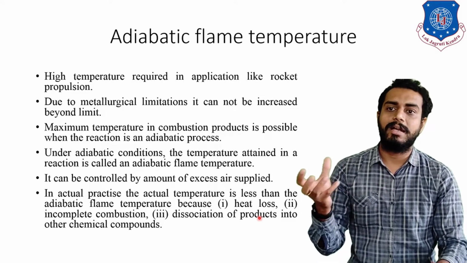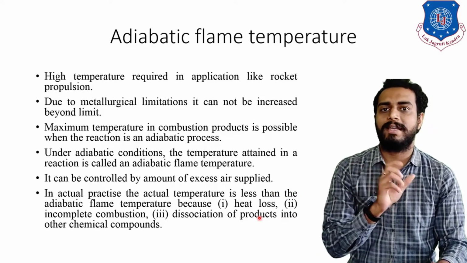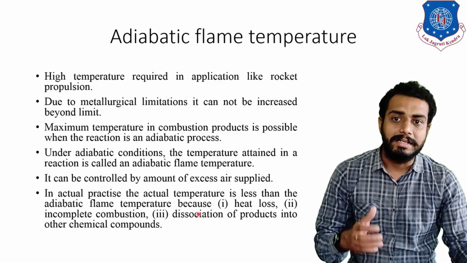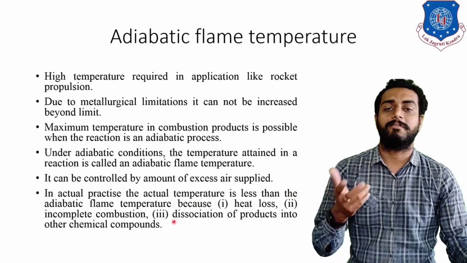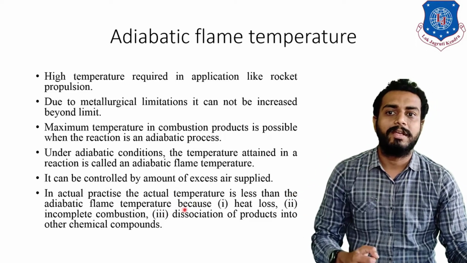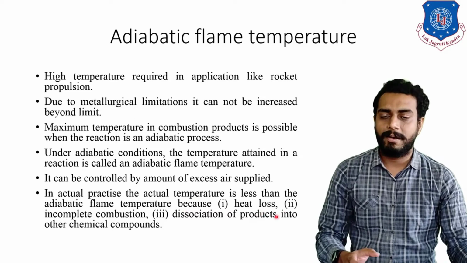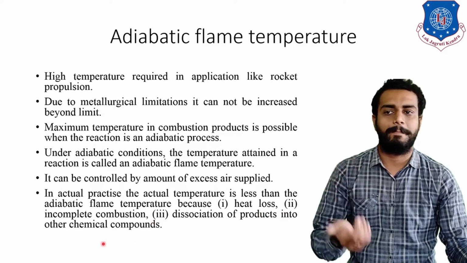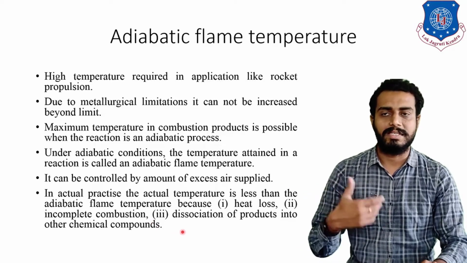Okay, and it can be controlled by the amount of excess air supply. And in actual practice, the actual temperature is less than the adiabatic flame temperature. Why? Because the reasons are given: heat loss, then incomplete combustion, then dissociation of products into other chemical compounds, right? So these are the reasons.